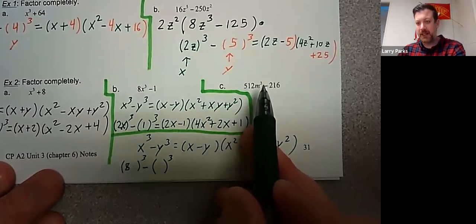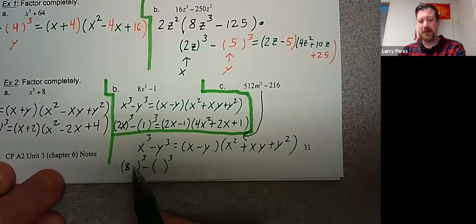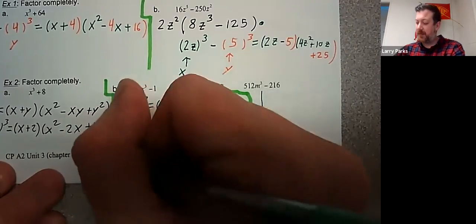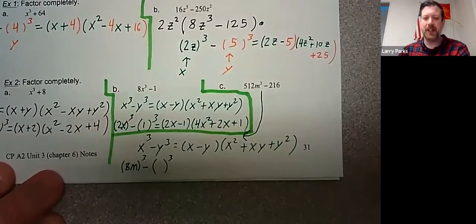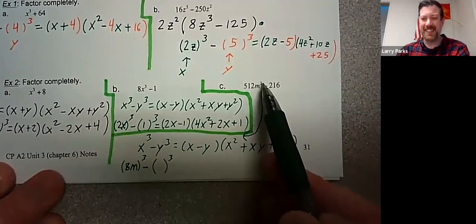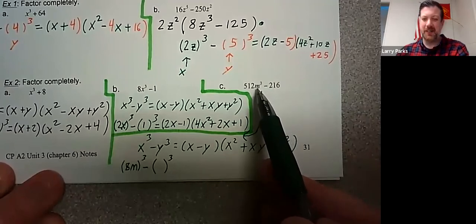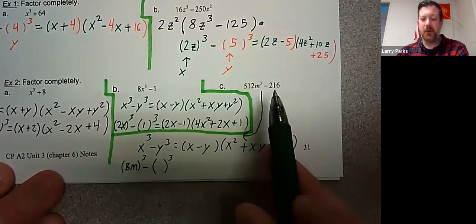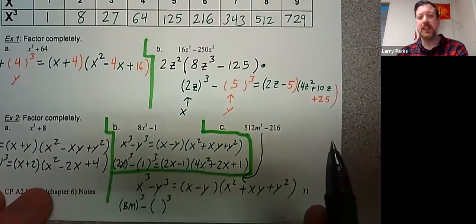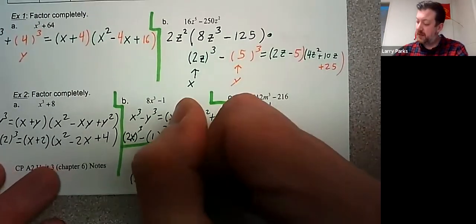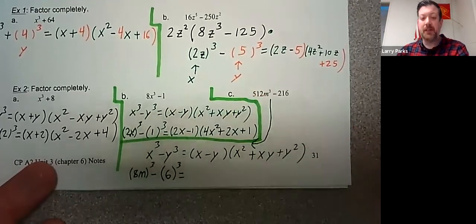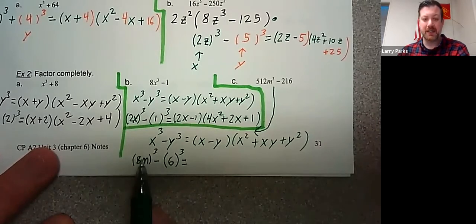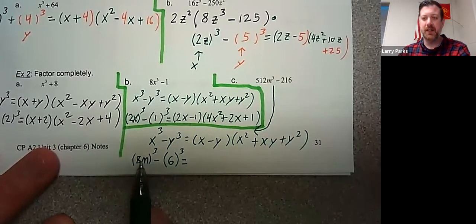m, what to the third is m to the third? It would be m. Now we didn't do an example like this, but let's say this was m to the sixth. Well, you would need to make this an m squared because 2 times 3 is 6. I know we didn't do any examples like that. And then what to the third is 216? 6. So in my formula, everywhere I see an x gets replaced with an 8m. Everywhere that has a y gets replaced with a 6.